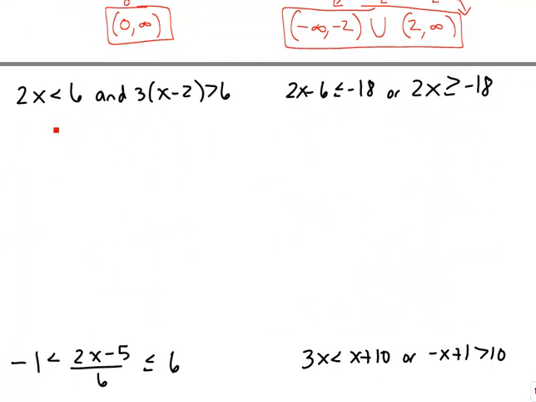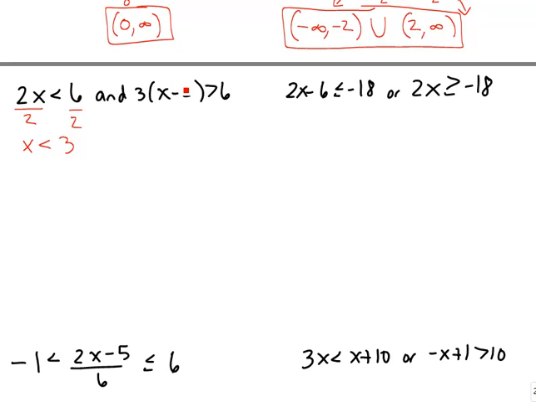Alright, let's look at the next examples. Here again we want to solve for x first. So on this one I need to divide both sides by a positive 2, which is going to stay x less than 3. For the second inequality, you could do this in two ways.